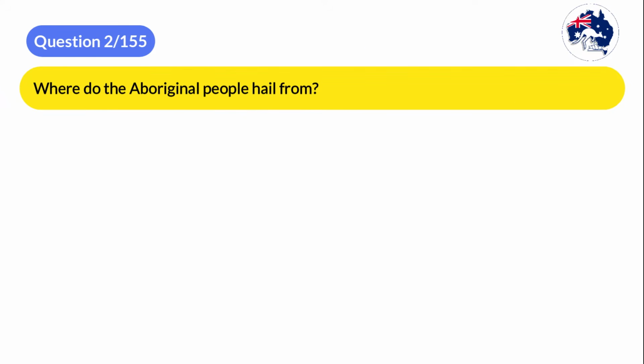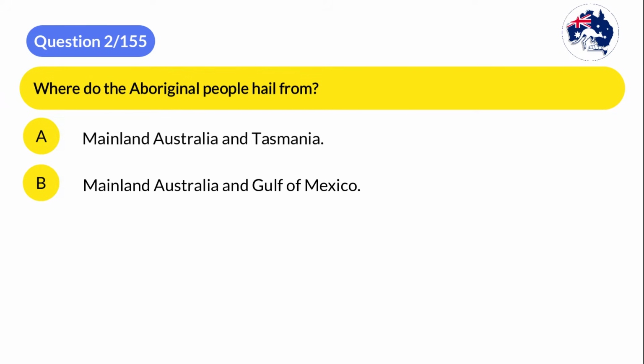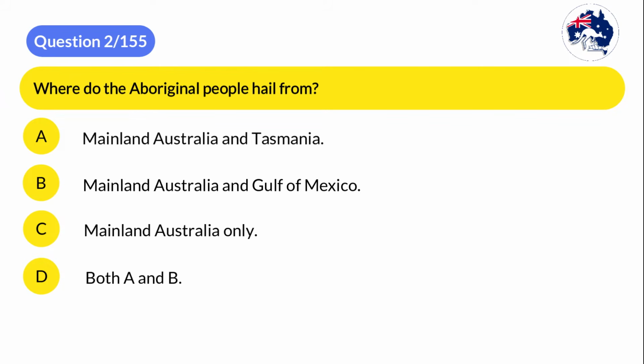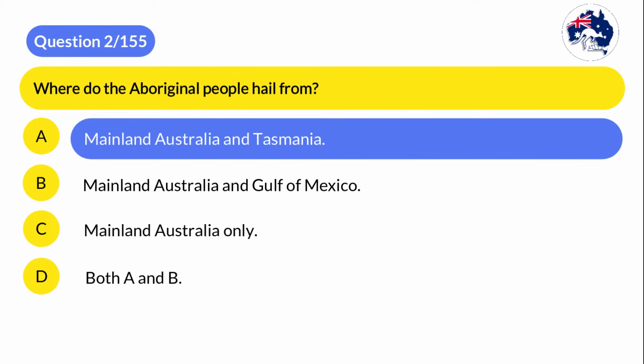Question 2. Where do the Aboriginal people hail from? A. Mainland Australia and Tasmania. B. Mainland Australia and Gulf of Mexico. C. Mainland Australia only. D. Both A and B. The correct answer is A.